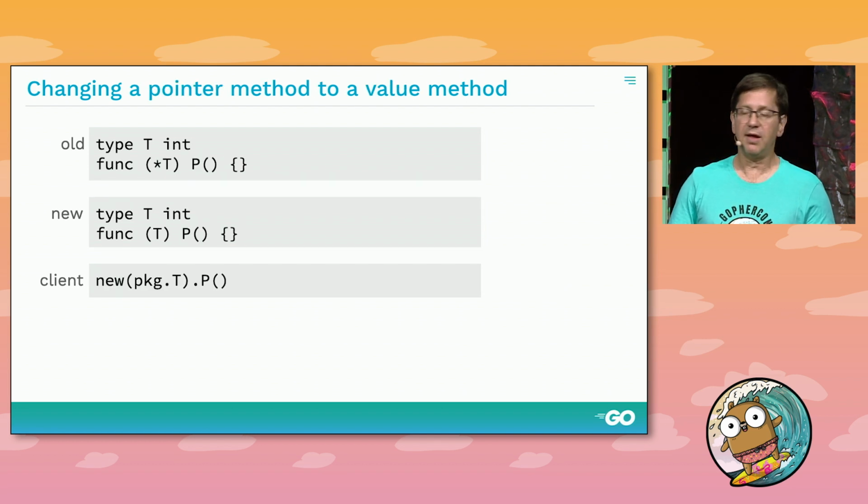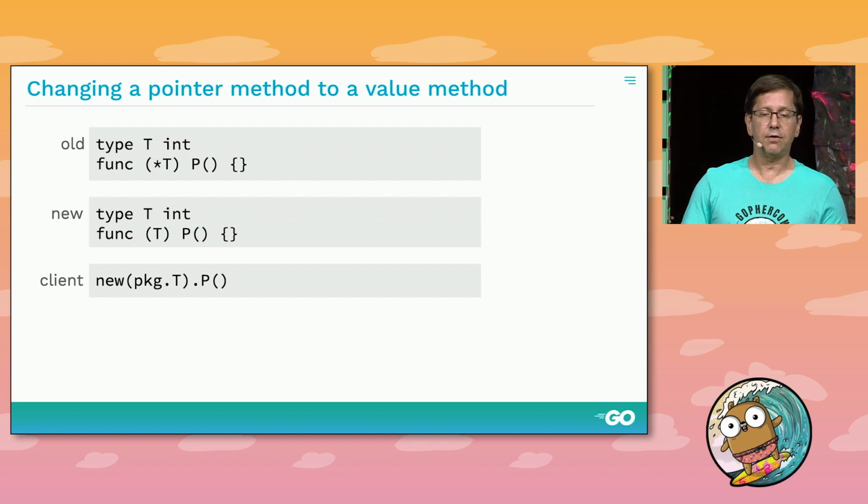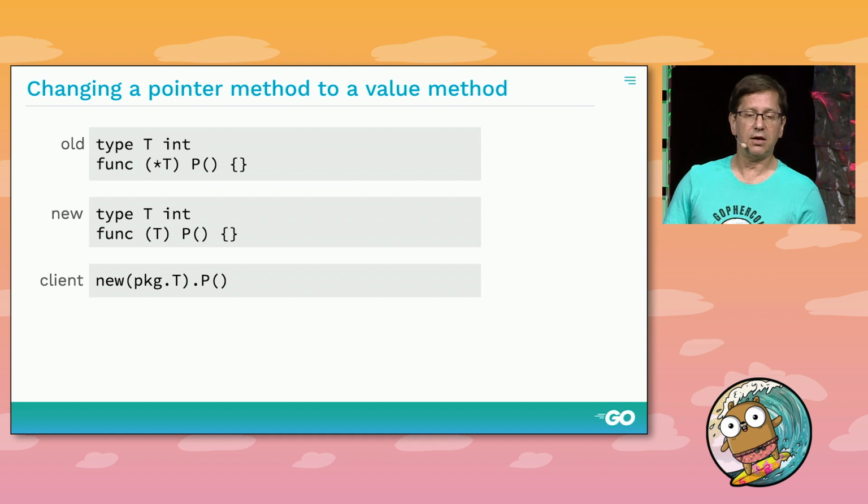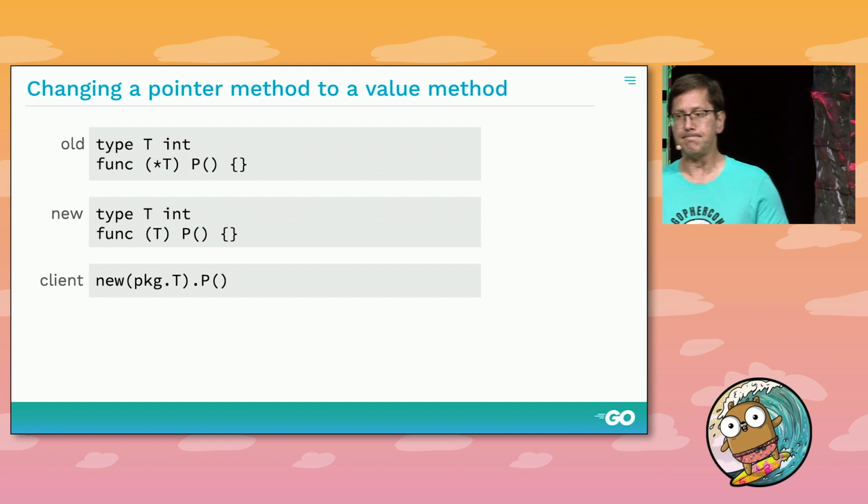But you can change a pointer method to a value method. That works because the pointer method set is defined to include the value method set. So when you change a pointer method to a value method, you aren't really changing the pointer method set. How does the client code work with the new version of the package, where p is a value method? Go dereferences the pointer to get a value, then calls the method on the value. There's a deliberate asymmetry in the language here. You can always call a value method on a pointer because you can always dereference a pointer to get a value. But you can't always call a pointer method on a value because you can't always take the address of a value to get a pointer.